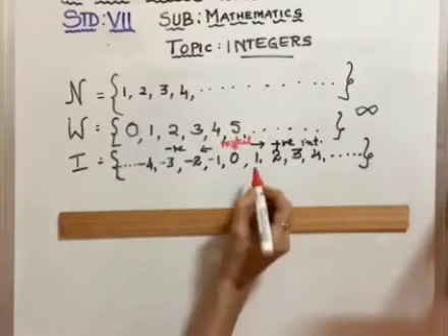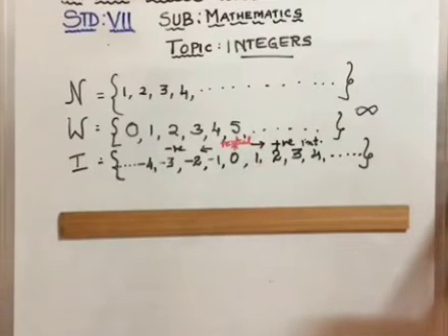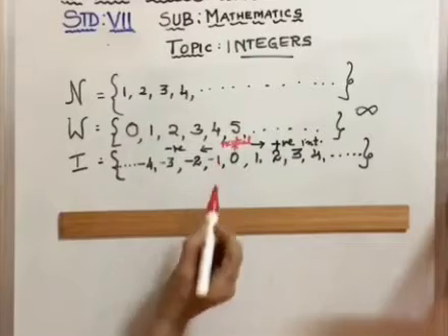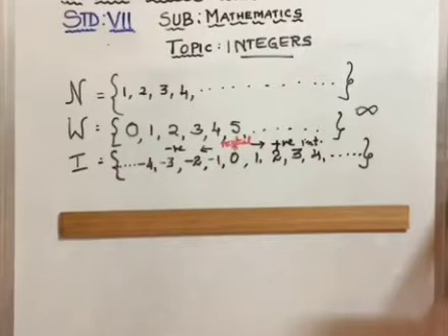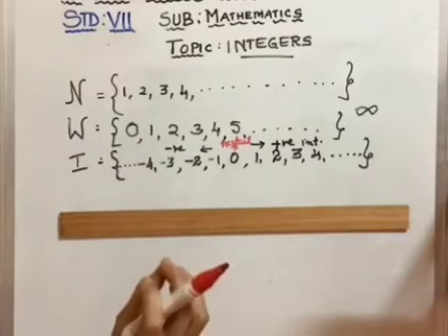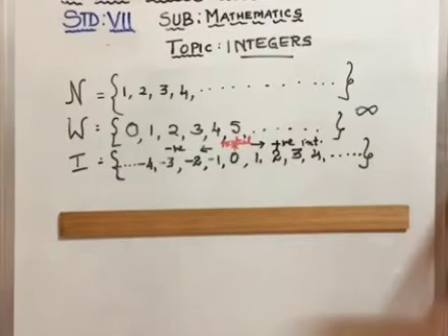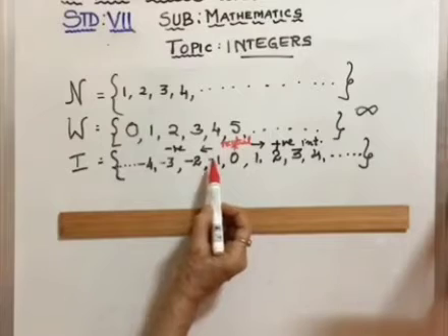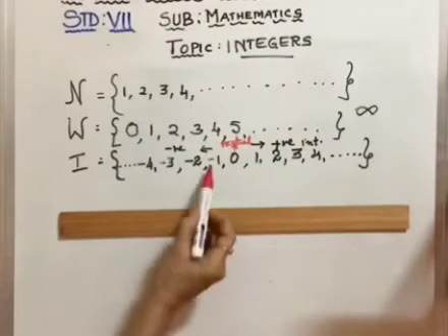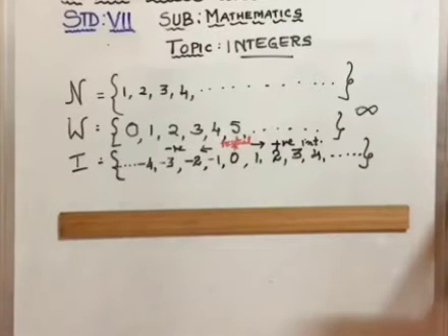As you all can see, 1 is the smallest positive integer, but negative 1 is the largest negative integer. I repeat, 1 is the smallest positive integer, but negative 1 is the largest or the greatest negative integer. What do we mean by that? I'll talk to you about it just after a bit.